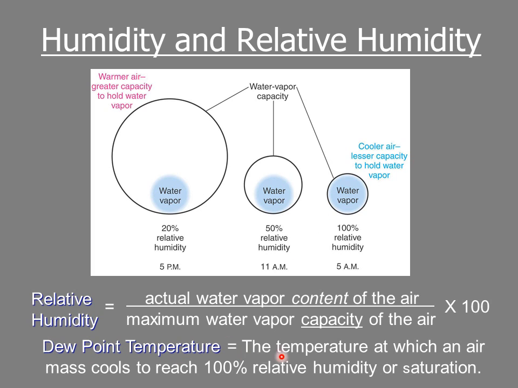Dew point temperature, that's the temperature at which an air mass cools to reach 100% relative humidity. Okay, so if we took this air mass and you cooled it off and cooled it off until you have 100% relative humidity, when you have perfectly filled in the circle, that's your dew point temperature. It's called the dew point temperature because typically the coldest time of the day is around 5 a.m. and if you go outside at that point, you'll see dew on the grass. That's because the air has cooled to the dew point where you have 100% relative humidity, and at that point water gets forced out of the air mass.